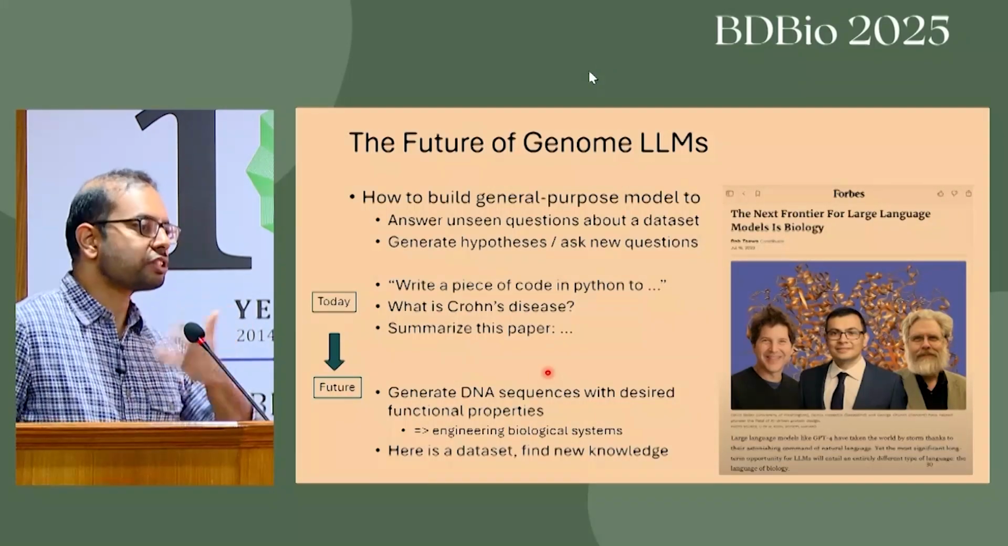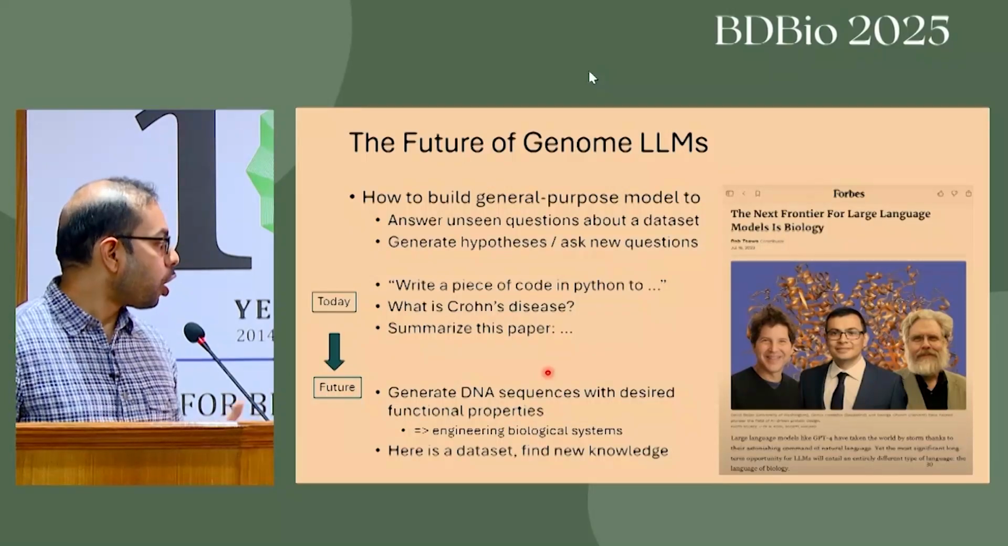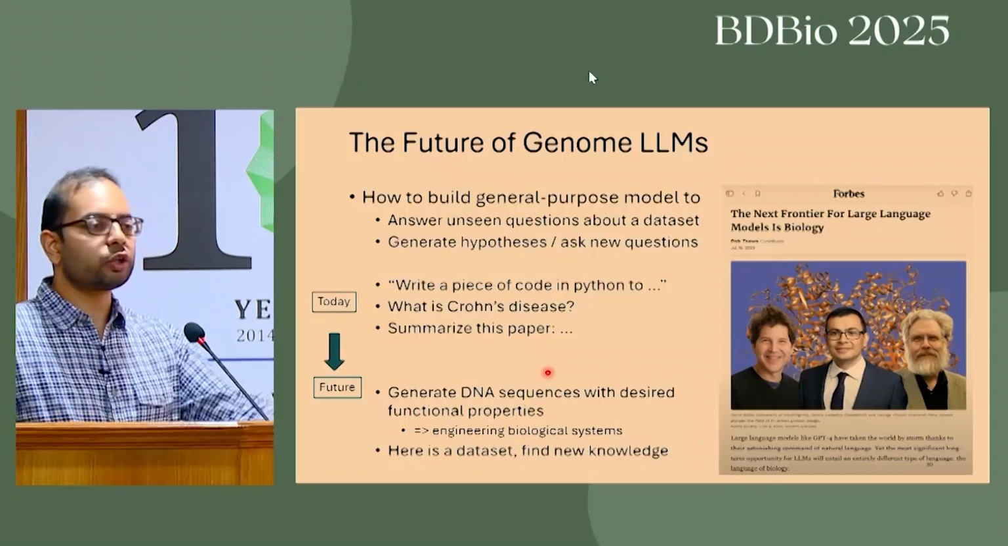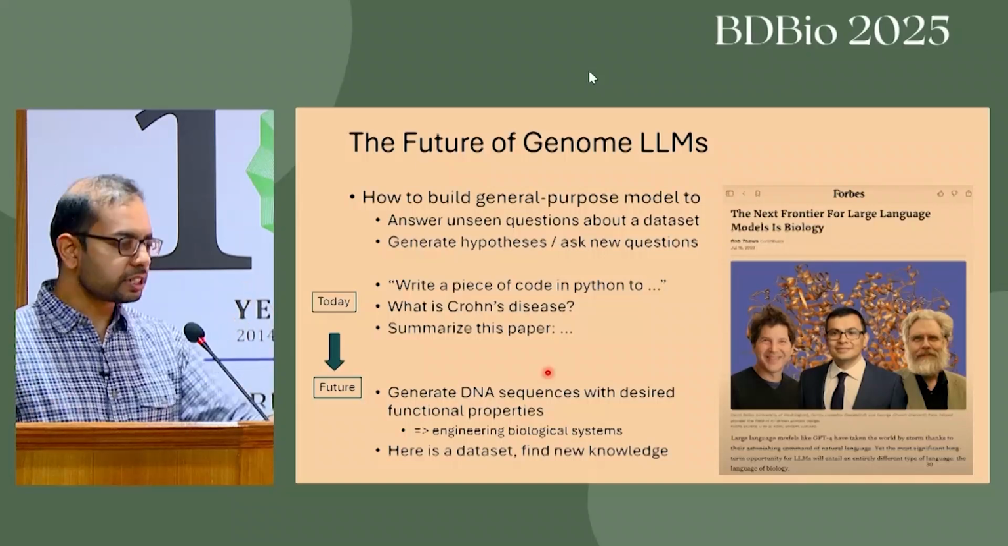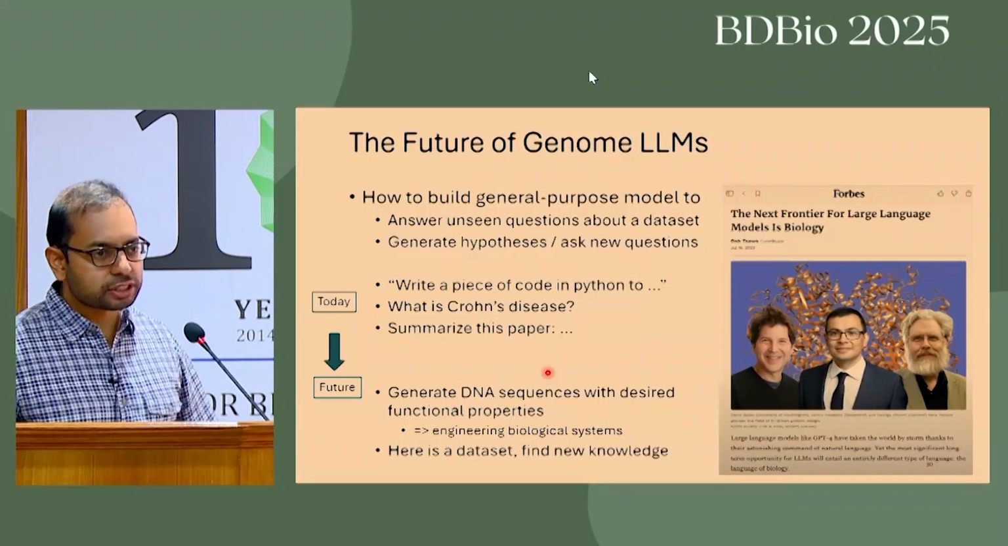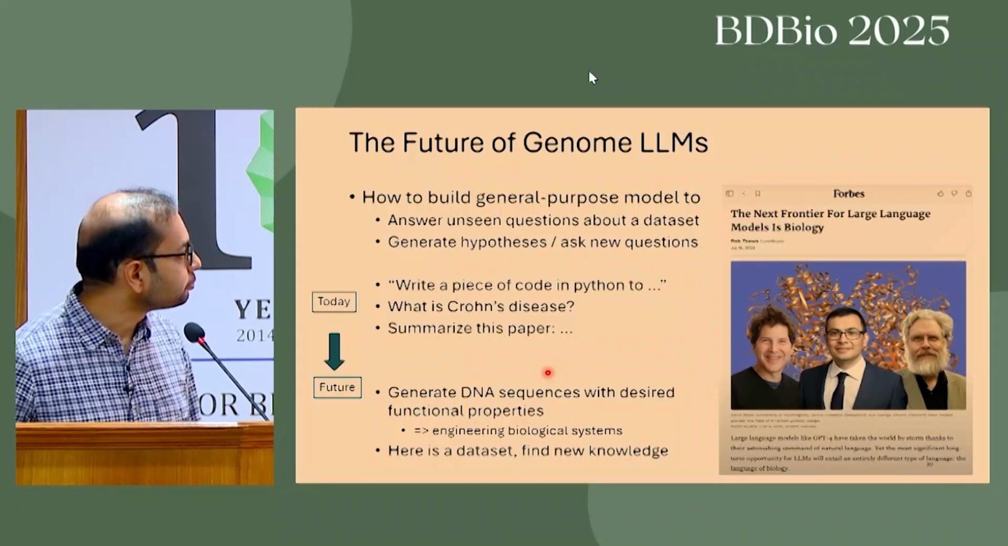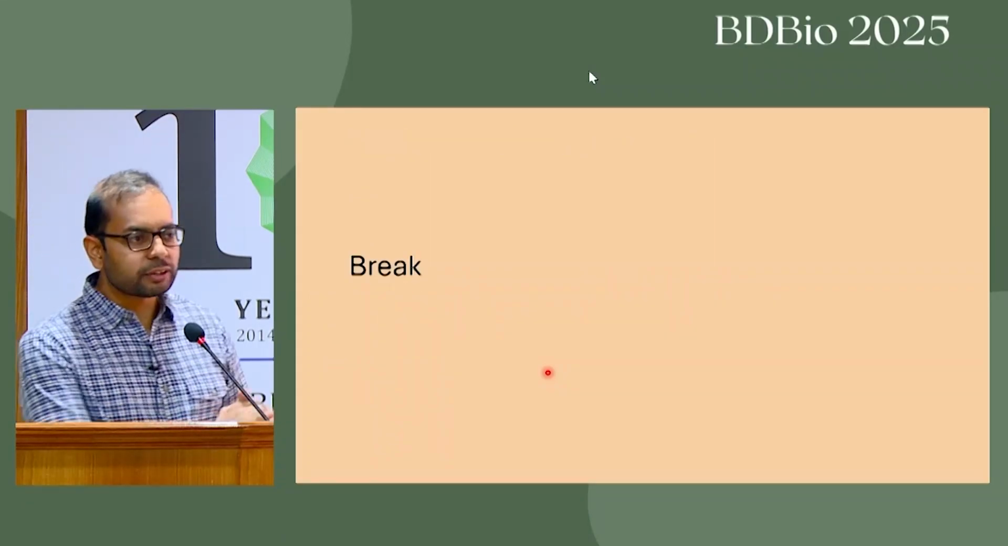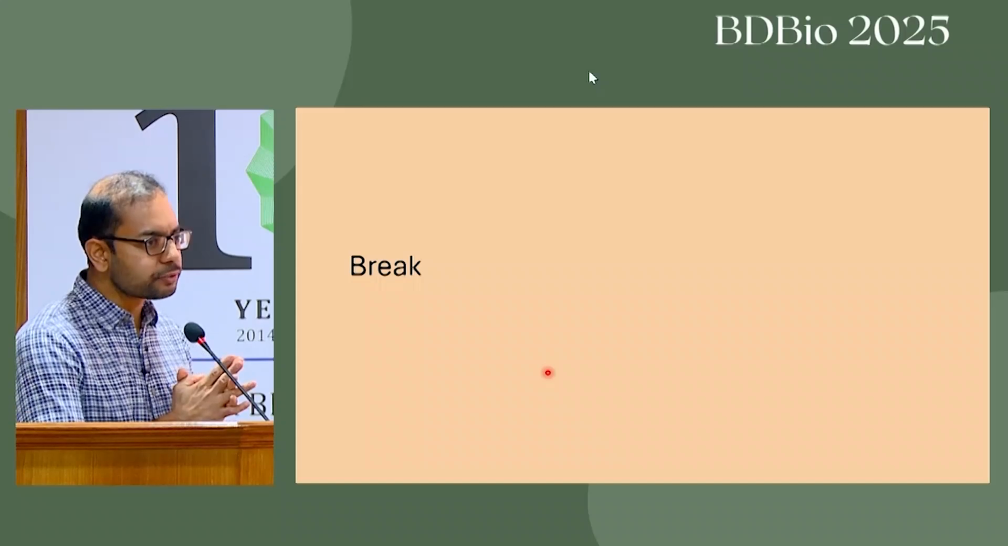So the possibilities are endless, right? Or we can say, here is a data set, find new knowledge for me. I don't know the questions. You just figure things out and do it for me. So all of these things may be possible in the future if we invest in this. So that was LLMs for DNA.